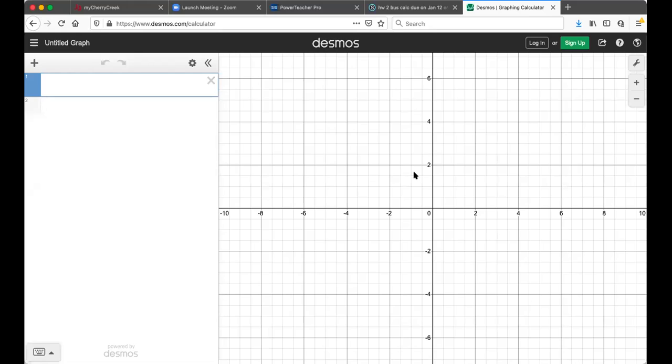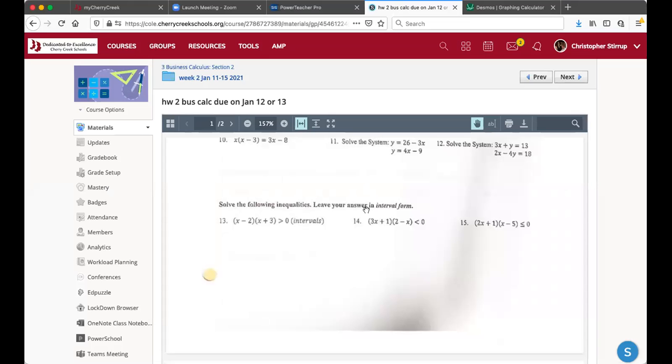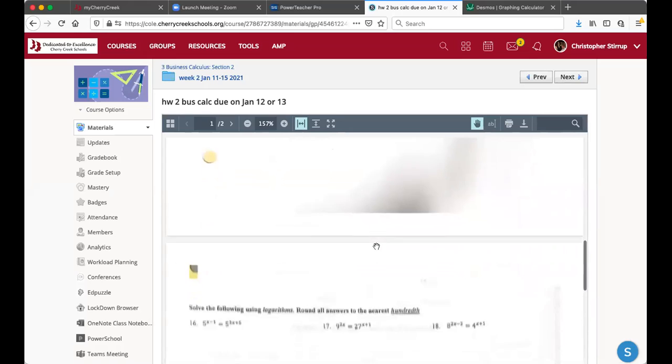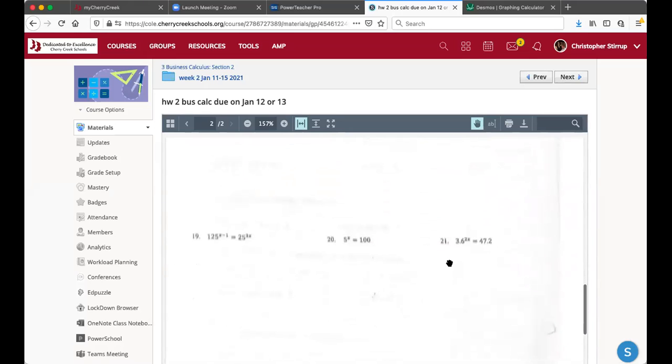So problem number 21, we have 3.6 raised to the 2x power, and I have 47.2. And what we want to do is solve it. Let me show you 21 real quick, just so you can see what I'm going to be plugging in. So 21, my left side is 3.6 raised to the 2x power, and my right side is 47.2. Agreed?